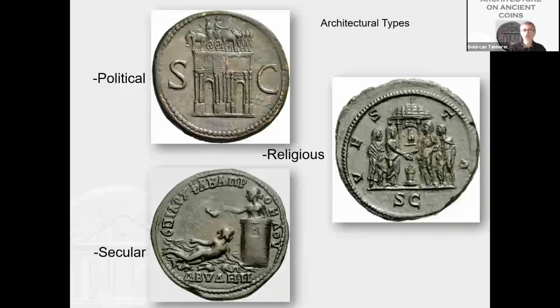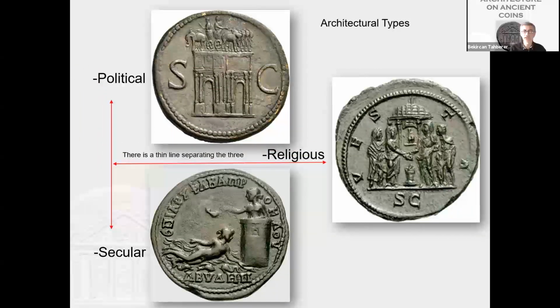There are, in my research, I've found three different types of architectural structures on coins: political ones, religious ones, and secular ones. And sometimes they clash. Sometimes there's a thin line separating the three, and the message can be both political, religious, or political and secular, or religious and secular at the same time. So it's important that we look at these coins from a broad perspective, not from a very focused perspective.